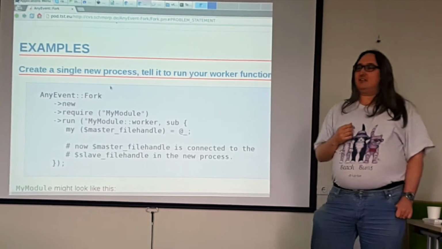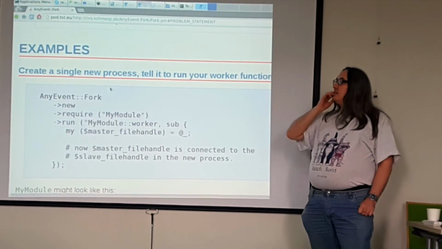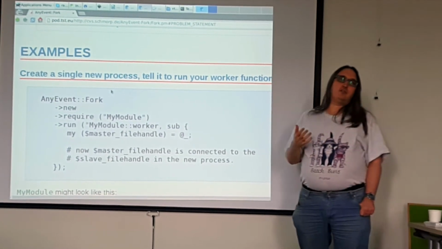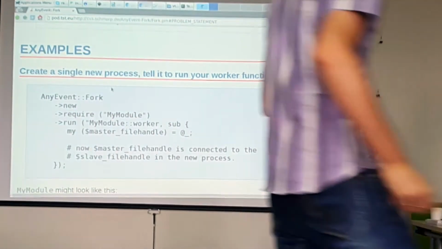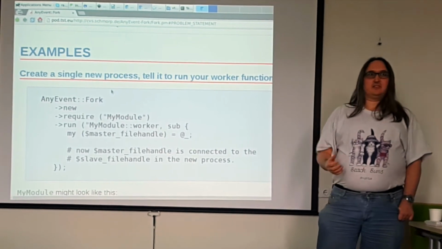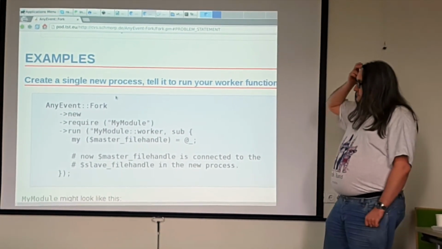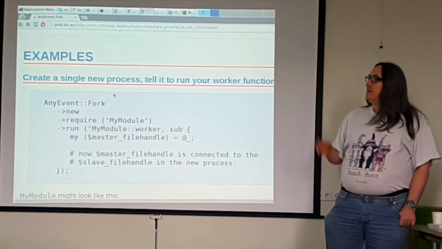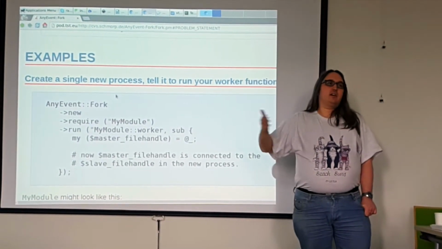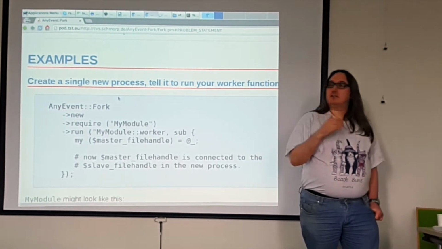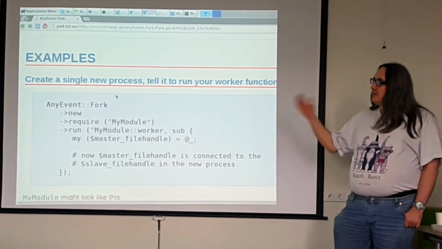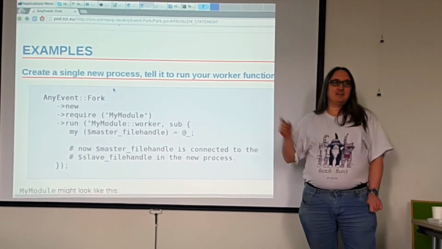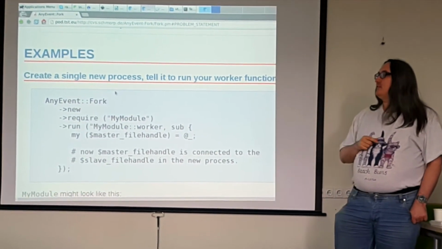The usage is basically, here's an example. You create a new AnyEvent fork object, and an AnyEvent fork object is kind of a process. It's not your child process, but it's some process that is yours. And then you can call various methods on it. For example, require. Require will simply require the module you give it in the child process. And another important method is run.